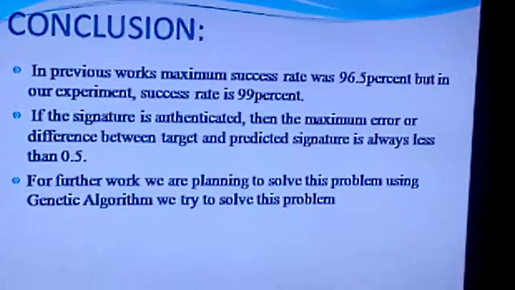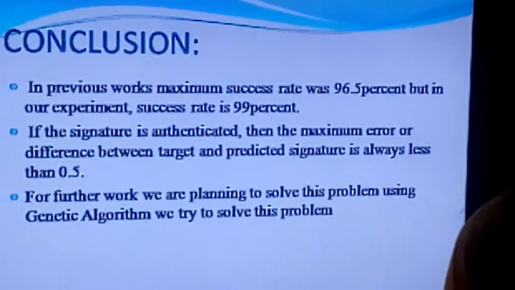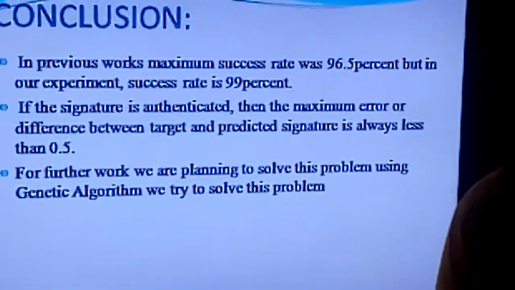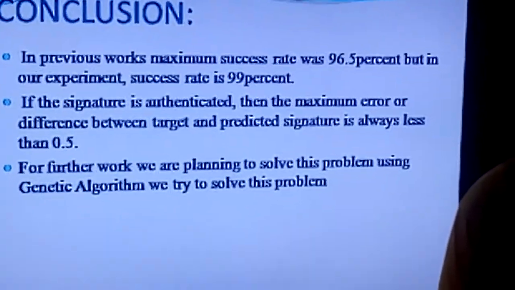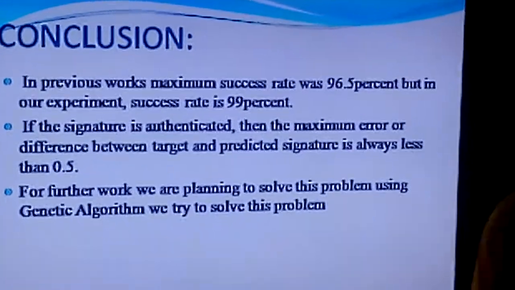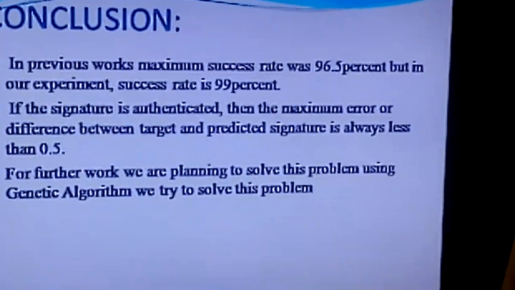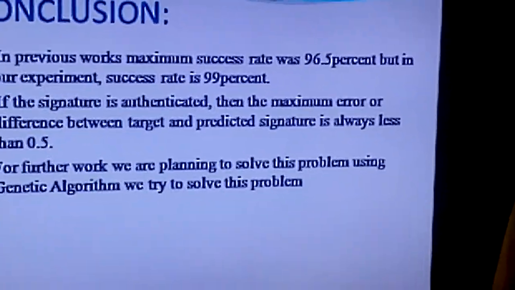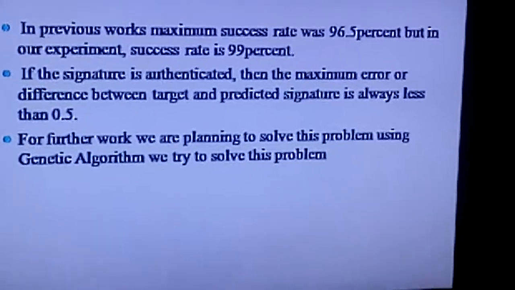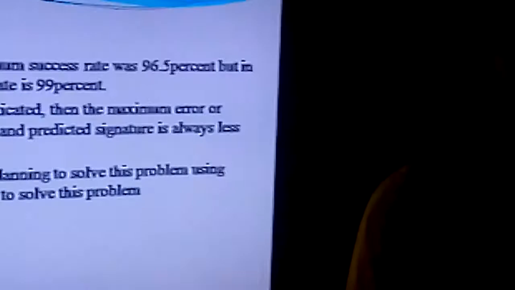Now the conclusion. In previous technology, the drawbacks are that maybe they use a big database, or they only focus on static properties, or their success rate is low, with a maximum success rate of 96.5%. So in our technology we try to reduce all of them, because here we use 3 signatures of one particular person, or one genuine person.